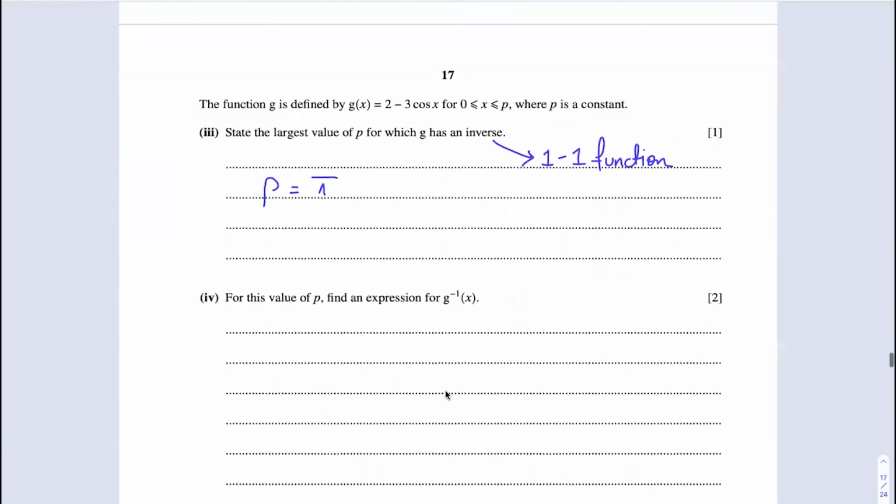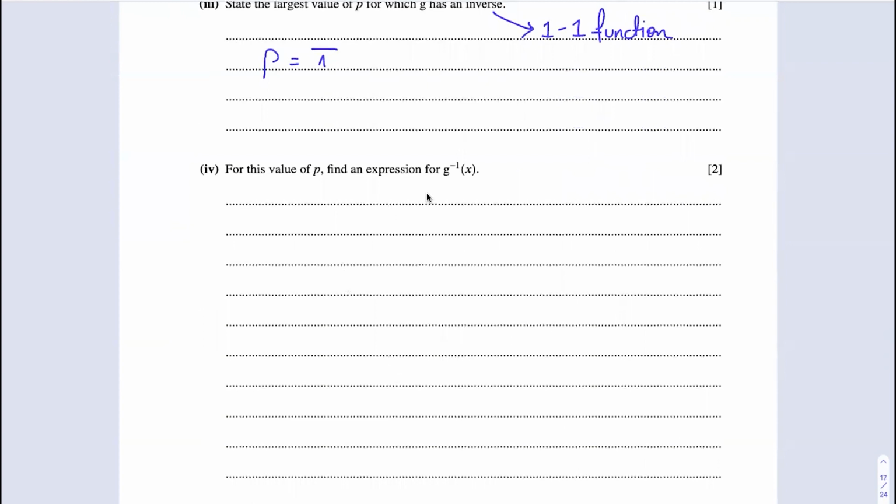In part 4, for this value of p, we have to find an expression for g inverse. So we know that g of x is equal to 2 minus 3 cos x. To find an inverse, first we write y in place of the function g of x. Then we exchange the values of x and y. So this will become x equals 2 minus 3 cos y.